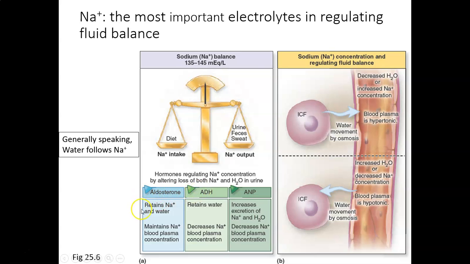So actually, the aldosterone here retains sodium and water, and the ADH only retains water, and has no direct control over sodium. But because it retains water, the result would be to decrease the sodium plasma concentration, even though it doesn't really directly influence the sodium that we lose in the urine.